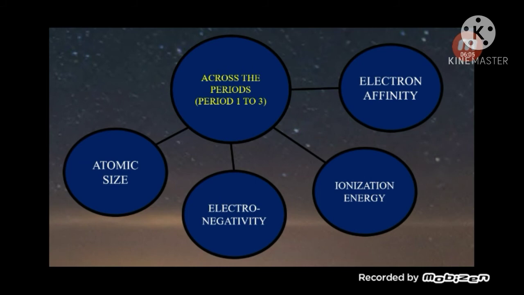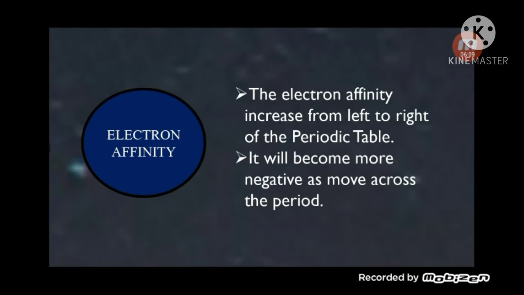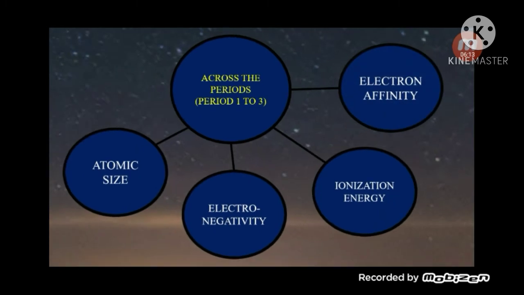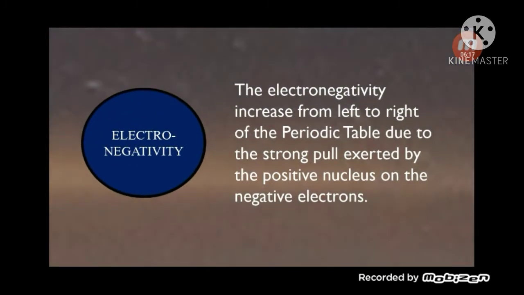And for the electronegativity, the electronegativity increases from left to right of the periodic table due to the strong pull exerted by the positive nucleus on the negative electrons.